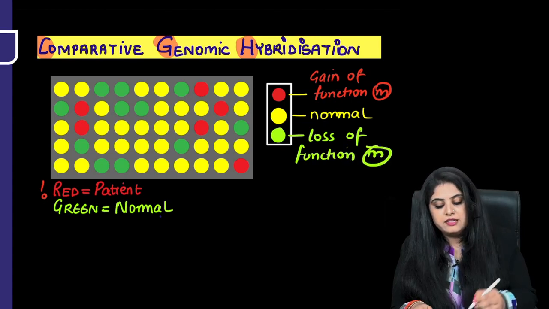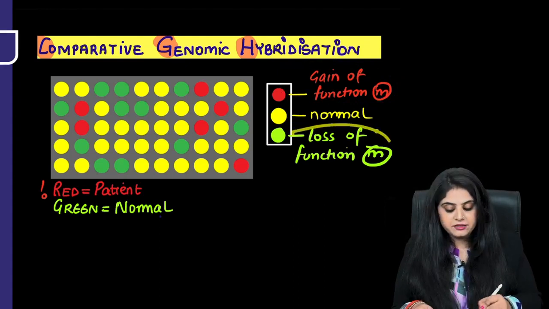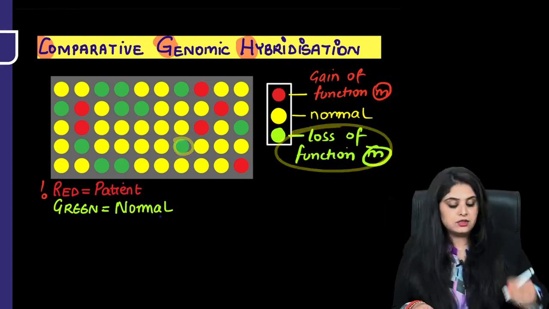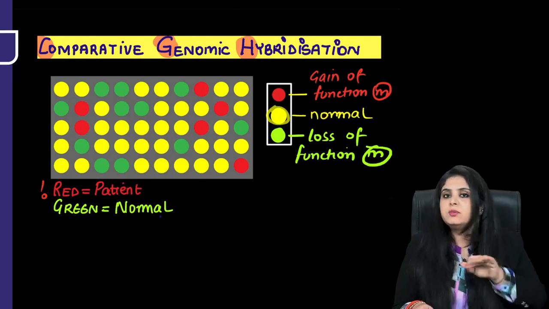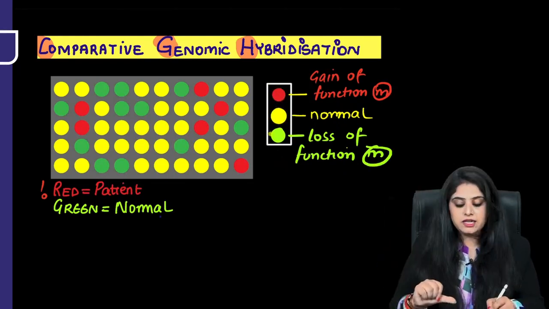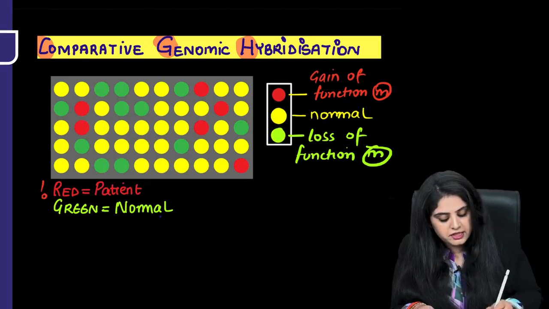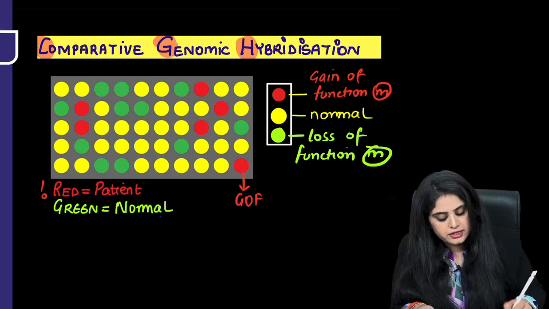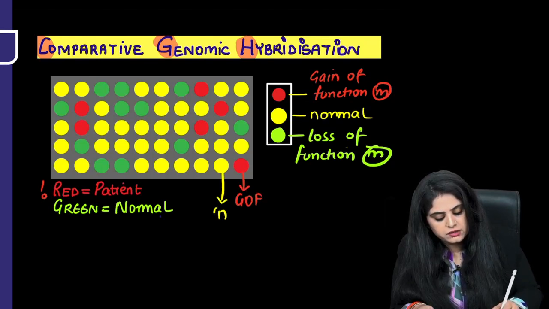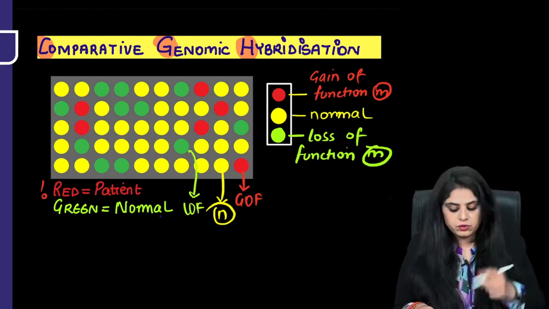So repeating, if there is too much activity of genes, you will get a red color. If there is less activity of genes, you will get a green color. So just like a red light, in the middle yellow means normal, the top color red means gain, the bottom color green means loss. So tell me, if I talk about this red color, what is this? Gain of function. Then what is this yellow color over here? This is normal. What is this green color over here? This is loss of function. I hope everyone will be able to analyze CGH, which we are done with.